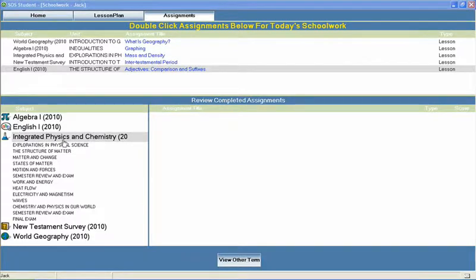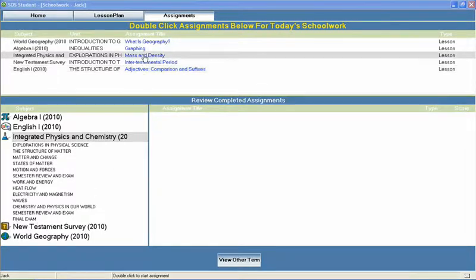Switched On Schoolhouse Integrated Physics and Chemistry is a high school science course that is typically included in a ninth grade course of study and includes units on explorations in physical science, matter and change, motion and forces, heat flow, waves, and much more. Semester reviews and semester and final exams are also included.